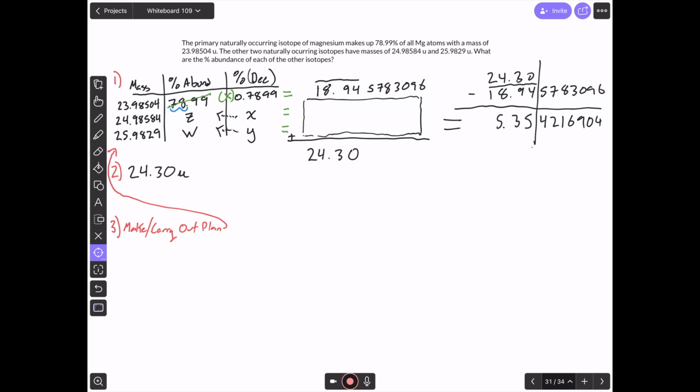When we have percents that add up to equal 100, that means all these percents together added up will equal 100. So we could say z plus w plus 78.99 equals 100%, right? That makes sense.